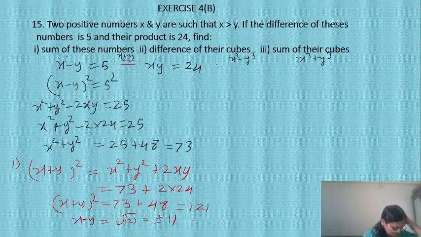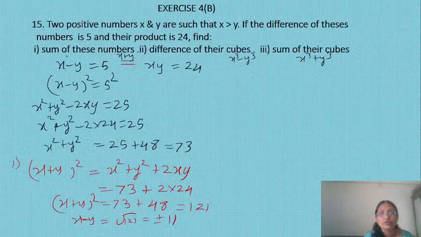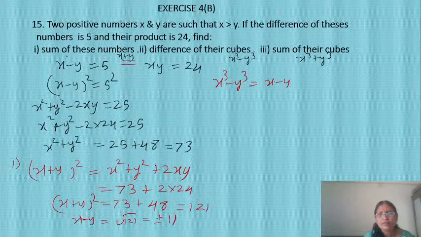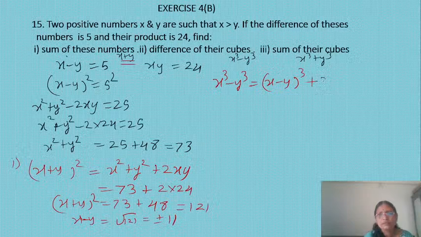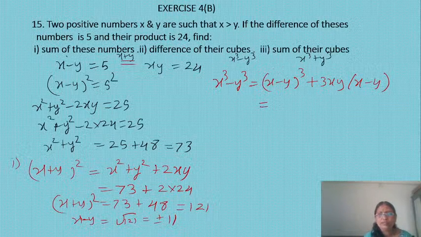Now difference of their cubes, for that we will use the identity x cube minus y cube. Tell me what is x cube minus y cube, children? It is x minus y the whole cube plus 3xy in bracket x minus y, identity, remember. Okay, yes. So x minus y the value is 11.